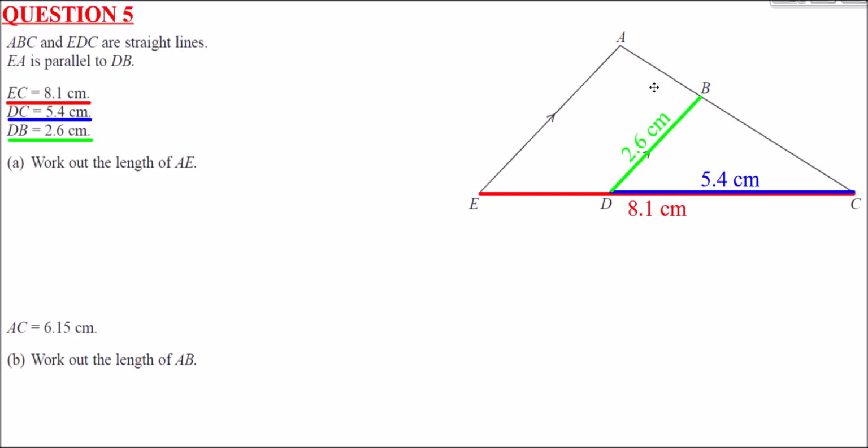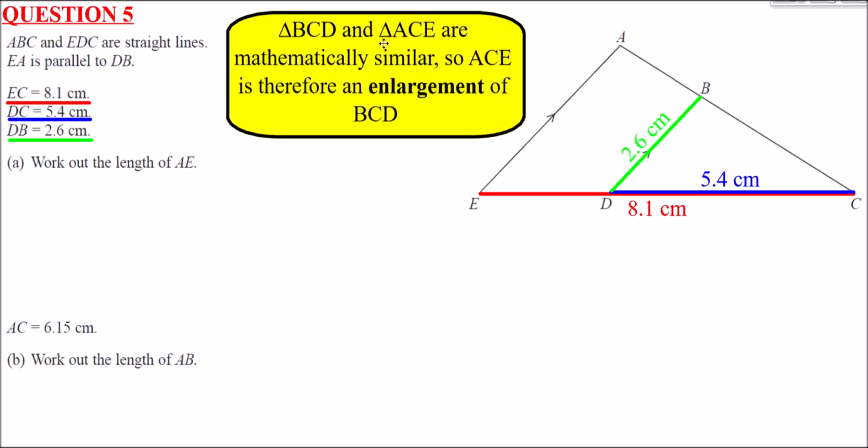Obviously the triangles aren't the same size, but because all of the angles are the same, these triangles will be similar. And because they are mathematically similar, ACE, the bigger one, you can think of as being an enlargement of the smaller one, which is BCD. So all we need to think about is what the linear scale factor of enlargement is.